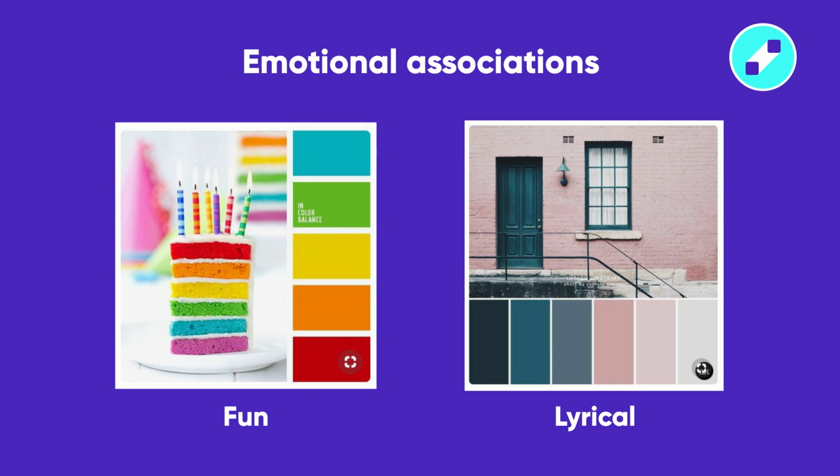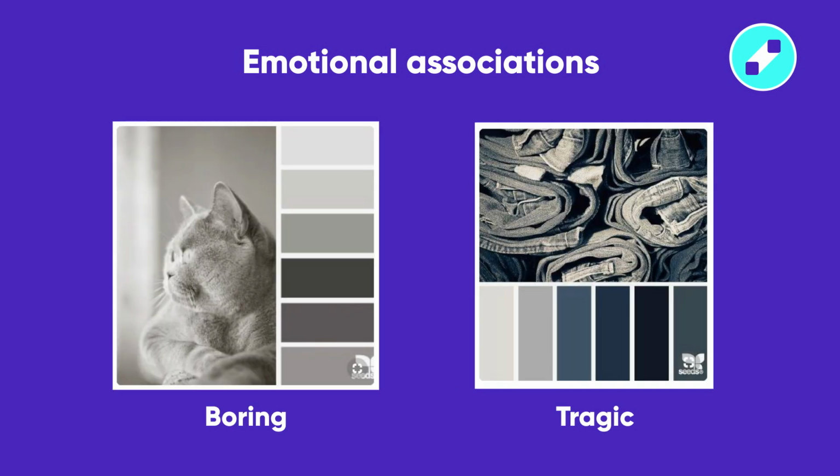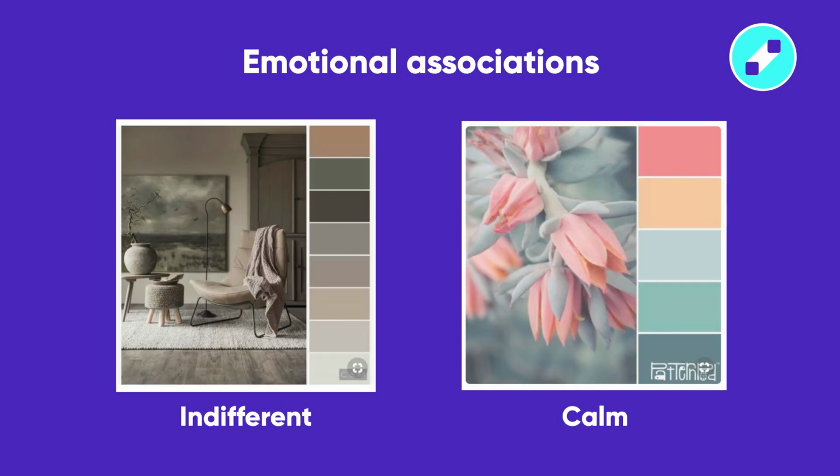And emotional associations: positive, like fun, pleasant, cheerful, lovely, lyrical. Negative, like sad, sluggish, boring, tragic, sentimental. And neutral: calm and indifferent.